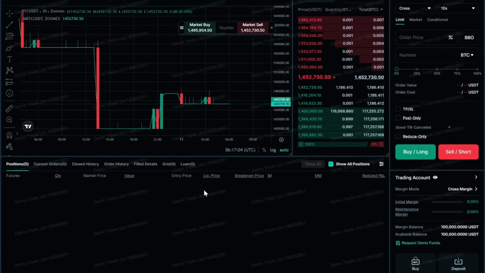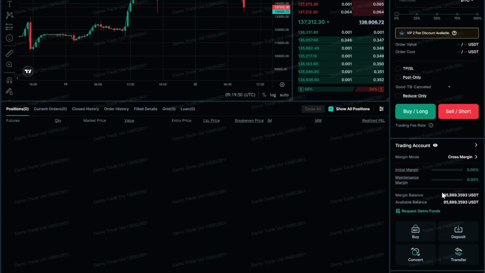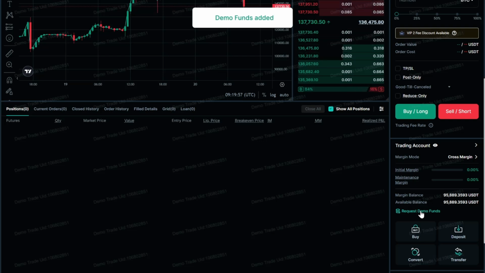Scrolling down, we can now see our demo funds here. And if we ran out of funds or wanted to add more demo funds, we would just click request demo funds. And our demo funds have been added back to 100,000 USDT.